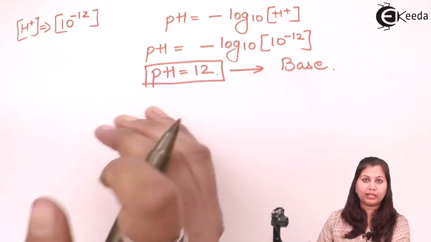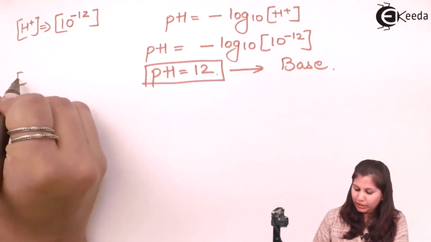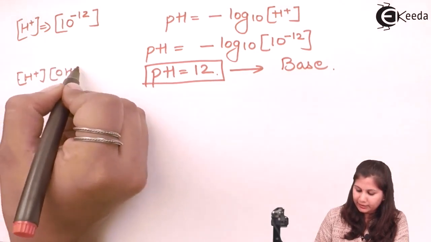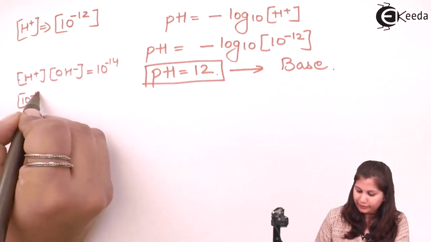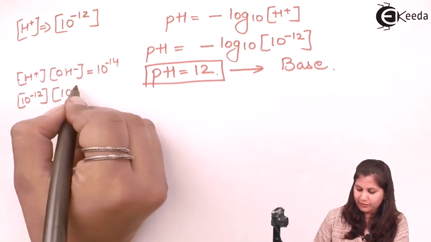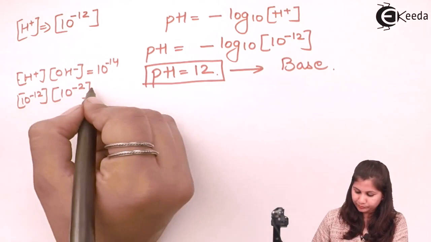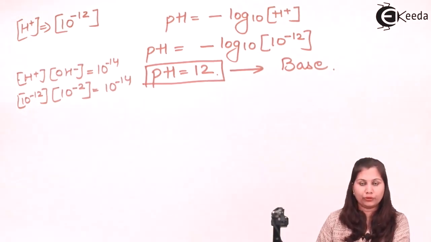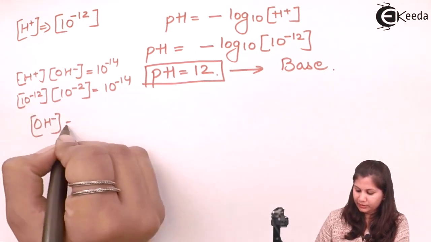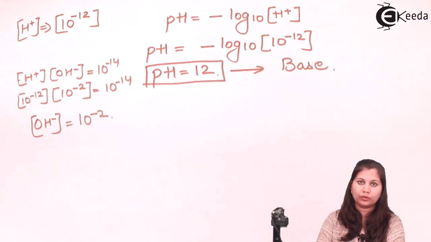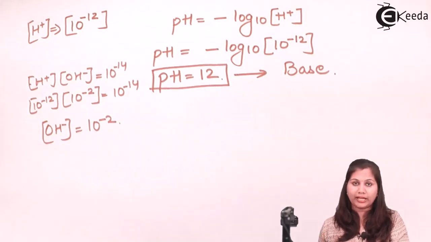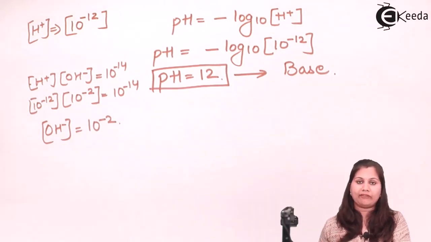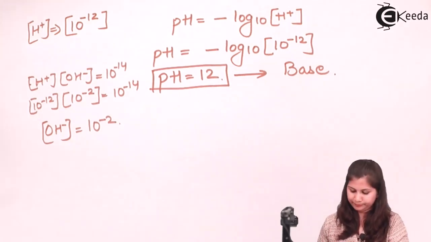Okay. And if we want to find the concentration of the hydroxyl ions, then we know that H plus times OH minus is equal to 10 raised to the power minus 14. If H plus is 10 raised to the power minus 12, then OH minus will be 10 raised to the power minus 2, so that the product is equal to 10 raised to the power minus 14. So the hydroxyl ion concentration will be 10 raised to the power minus 2. Okay. So from this we can conclude that the pH value can be found by measuring the hydrogen ion concentration, and this pH value is measured on a scale, and this scale has the range from 0 to 14. Okay.